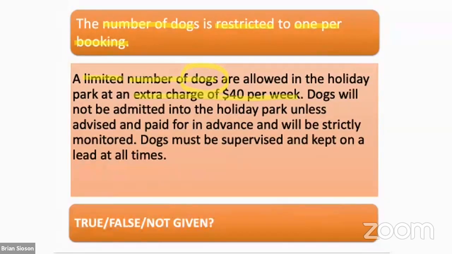But sir, it's very obvious. Look at it. Unlimited number of dogs. Hello, $40 per week per dog. Hello, so I can bring more. Hello, this is false.